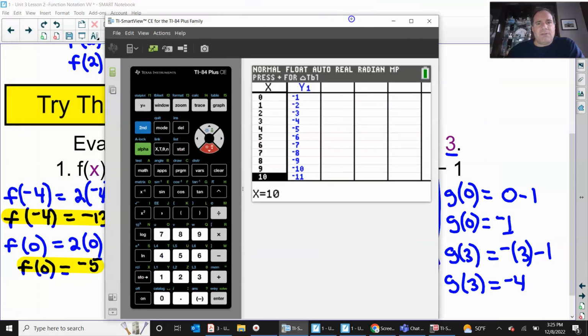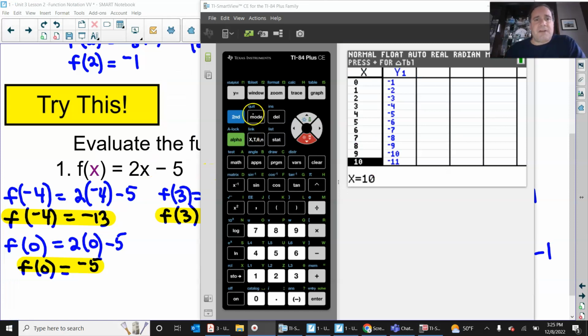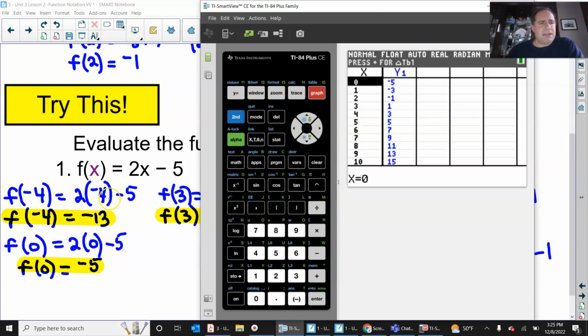So just take a look at the other one. It's 2x minus 5. We're going to press y equals, clear that out, and there's 2x minus 5. Then we press second function graph. We don't care what the graph looks like. We have to evaluate it for negative 4. I'm going to go up to negative 4 right away, and it's negative 13. See my answer? It's there. Then we evaluate it for 0. It's negative 5. See my answer? There.